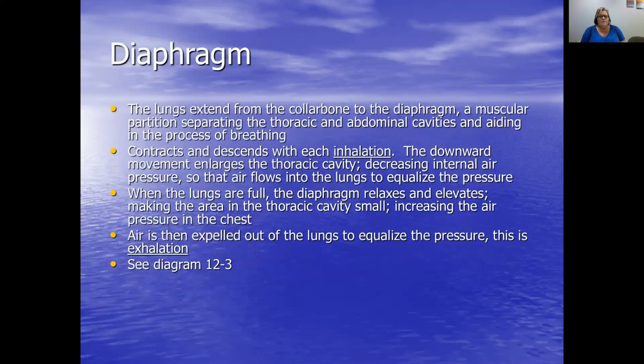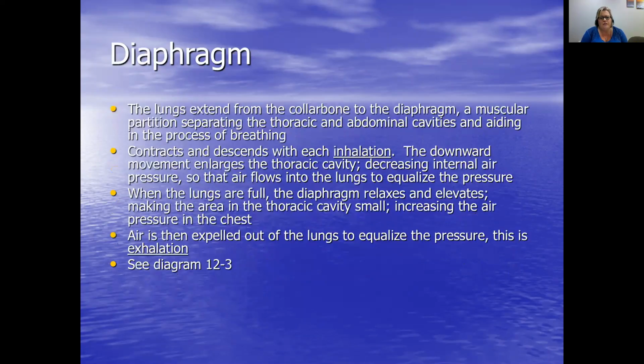The next thing to label on the diagram is the diaphragm, and that's number 22. Your lungs take up your entire thoracic cavity, actually. They extend from the collarbone, or the clavicle, down to the diaphragm. And the diaphragm, number 22, is a muscular partition that separates the thoracic and abdominal cavities. The diaphragm is what helps us to breathe.